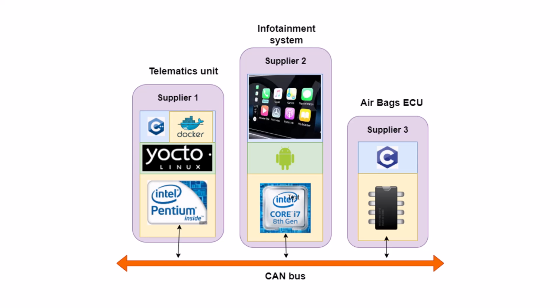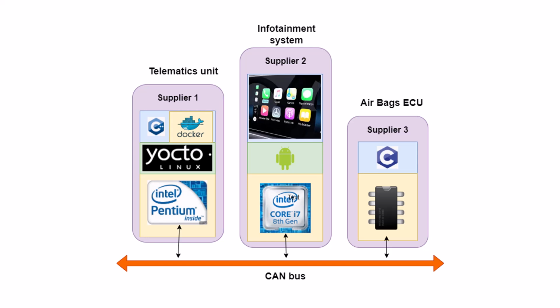And the third one, say for example, is an airbags ECU. The airbags have to kick in once there is a collision of the car. Now, if you closely observe, you see that it is supplier 1, supplier 2, supplier 3. There are three suppliers who are supplying each of these modules, and all these three modules talk to one another as and when needed by the CAN bus.